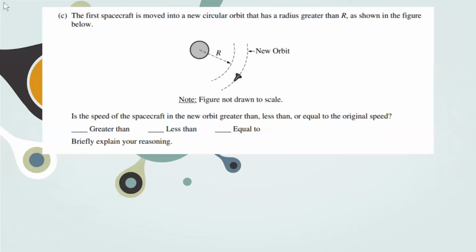C. The first spacecraft is moved into a new circular orbit that has a radius greater than r, as shown in the figure below. Is the speed of the spacecraft in the new orbit greater than, less than, or equal to the original speed? Briefly explain your reasoning.